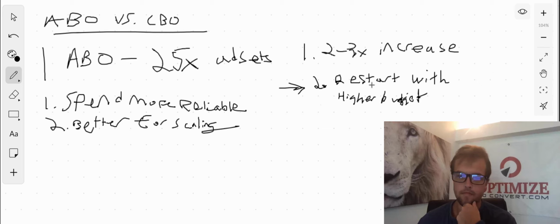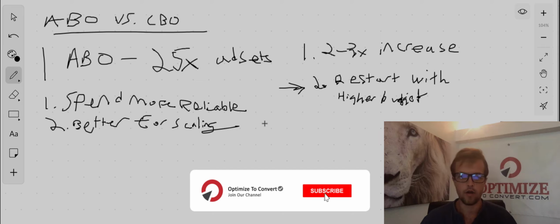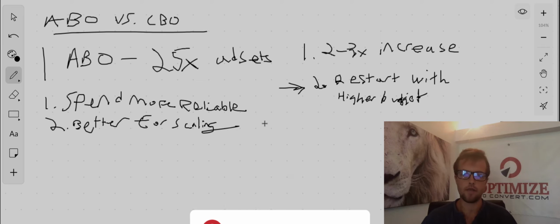Okay, and this is pretty straightforward. This scaling has been a lot more reliable than CBO campaigns. So to summarize this video, guys, ad set budget optimization has been our preferred method for running traffic. Basically, in the last couple months, we've moved off of CBO campaigns, and this is what I'm recommending. So go ahead and try ad set budgets out.